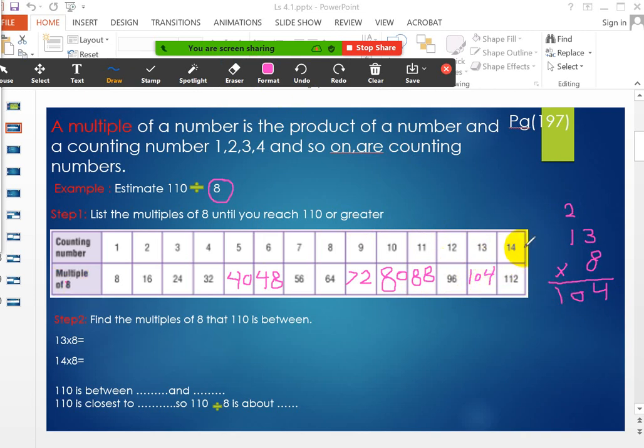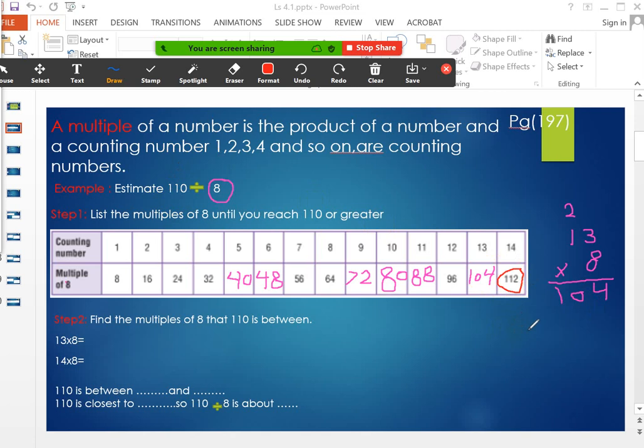Also, 8 multiply 14 equals 112. So I have to find the multiples of 8 and stop. When will I stop? Why will I stop at number 14? Because when the multiple becomes greater than 110, I have to stop. Look at this multiple, 112, it's greater than 110, that means I have to stop.